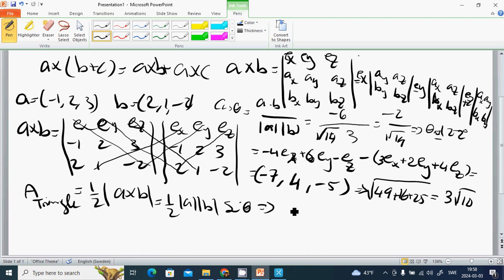Then we have 3 square root of 10 divided by 2 equals square root of 14 multiplied by 3 divided by 2 sin 122 degrees, and they are going to be equal. Okay.